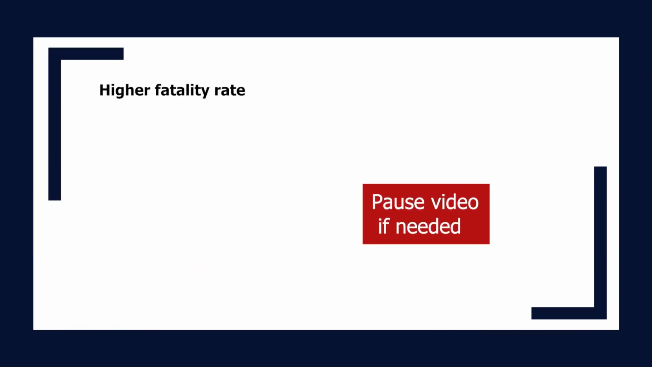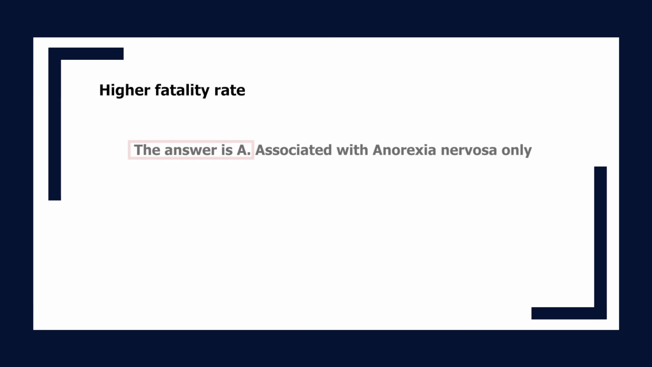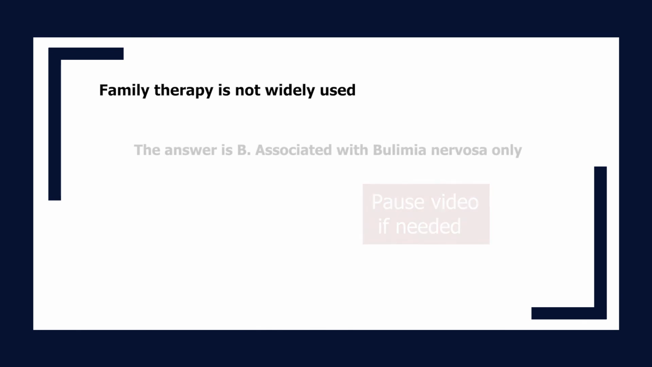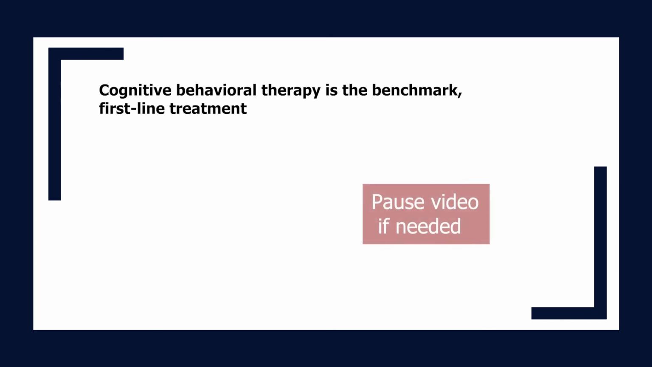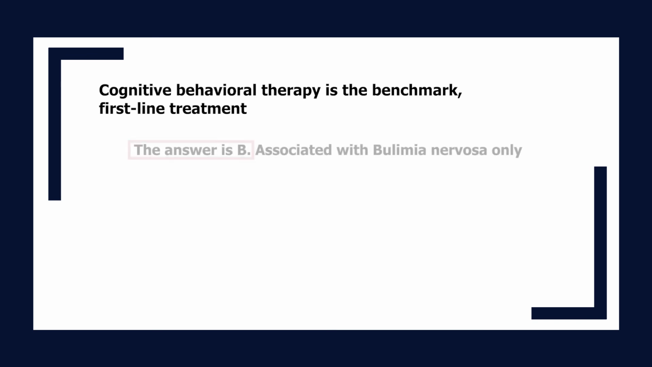Higher fatality rate. The answer is A. Associated with anorexia nervosa only. Family therapy is not widely used. The answer is B. Associated with bulimia nervosa only. Cognitive behavioral therapy is the benchmark, first-line treatment. The answer is B. Associated with bulimia nervosa only.